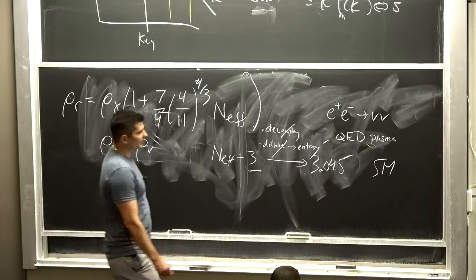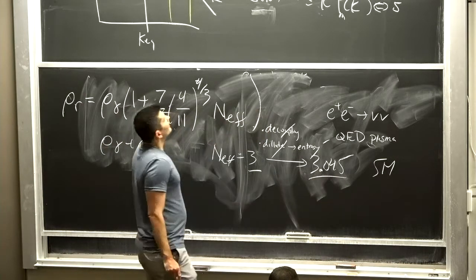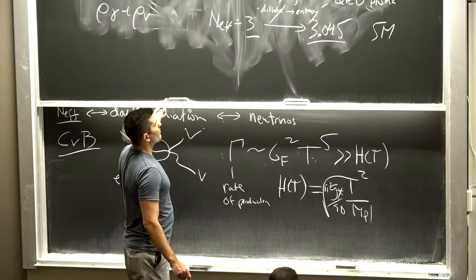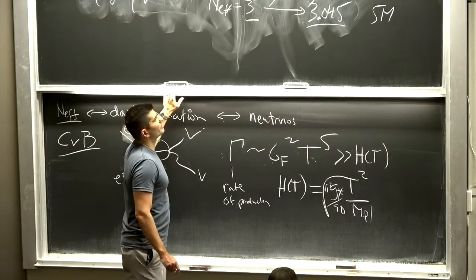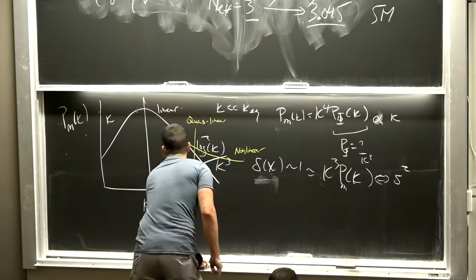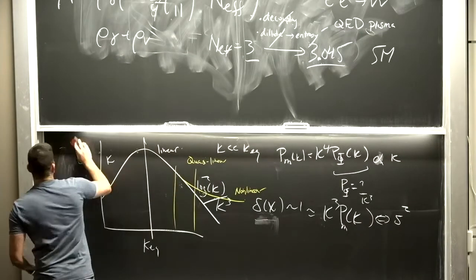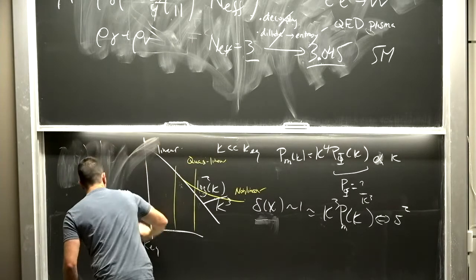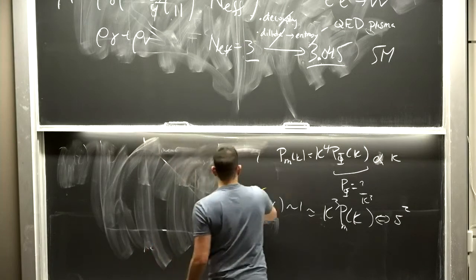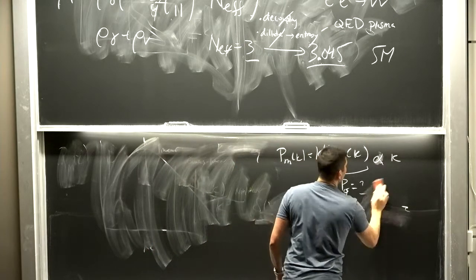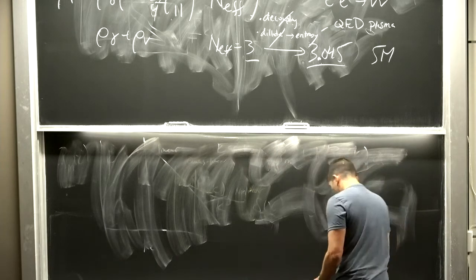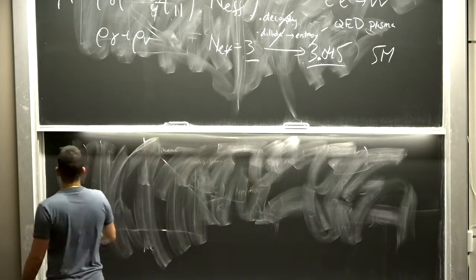Okay, so this is the Standard Model value. Now we get to dark radiation, which is: what would happen if we had extra light particles that went through a similar story? Okay, so we're going to call these things light relics.